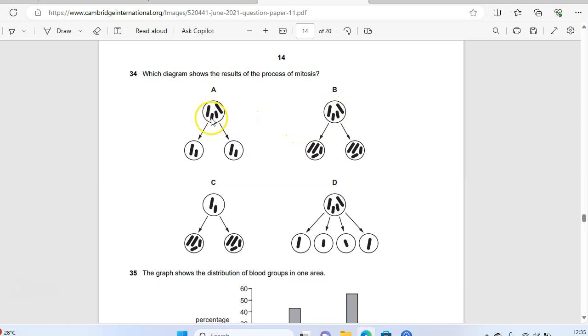The daughter cells have 2 and 2. No, this is not going to be the right answer. C, 2 in the parent cell and 4 in the daughter cell. No. D, 4 in the parent cell and 1 in one daughter cell. This is not the right answer. B, equal number of chromosomes in the parent and daughter cells.